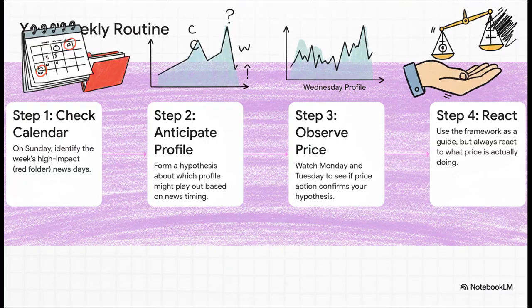It's just 4 steps. That's it. Step 1, every Sunday, open that calendar and spot the red folders. Step 2, based on where they are, form a hypothesis. Does this look like a classic Tuesday or maybe a Wednesday reversal? Step 3, watch what happens on Monday and Tuesday. Does the price action support your idea? And step 4, the most important rule of all, react, don't predict. This is a map, not a crystal ball. Always trade what the market is actually doing.